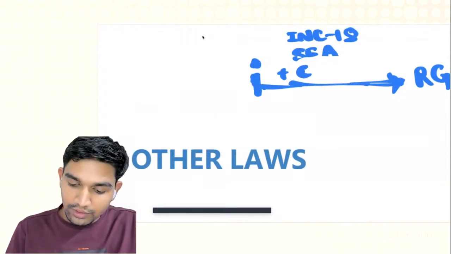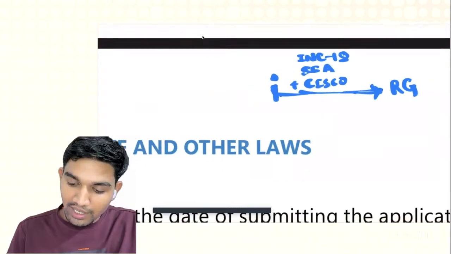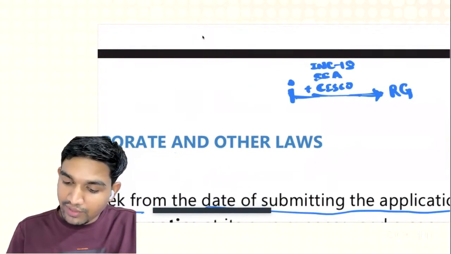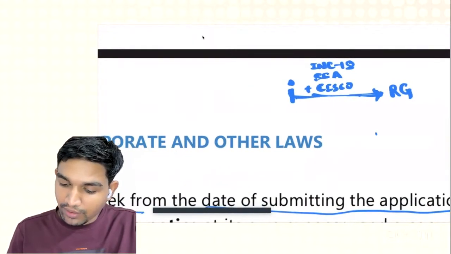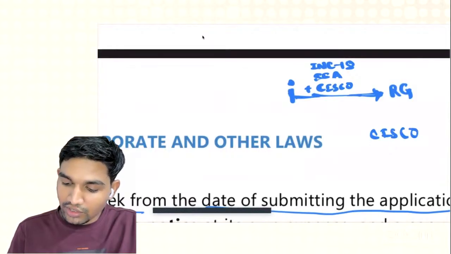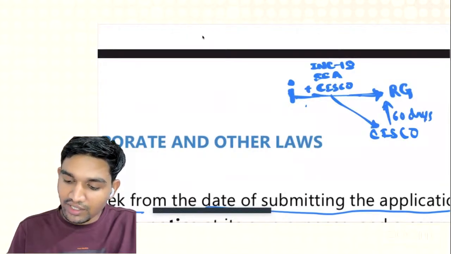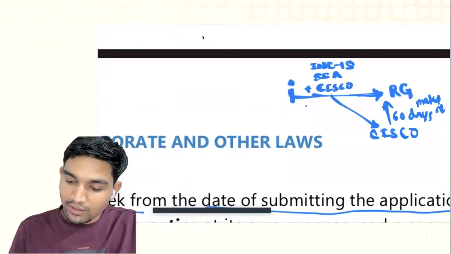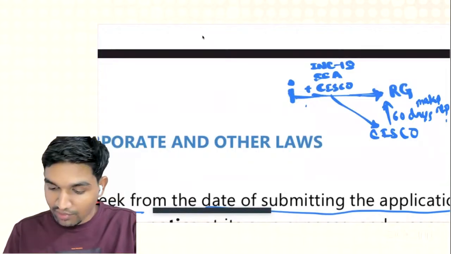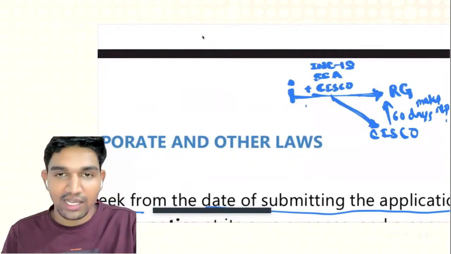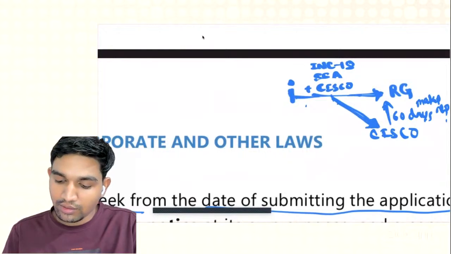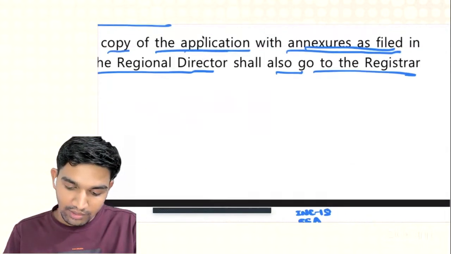Proof of notice to ROC should be filed with RD. Then RD will give this ROC 60 days from the receipt of notice. They will get 60 days of time to make a representation, if any, about the company. We'll begin by giving the chance to the company first.